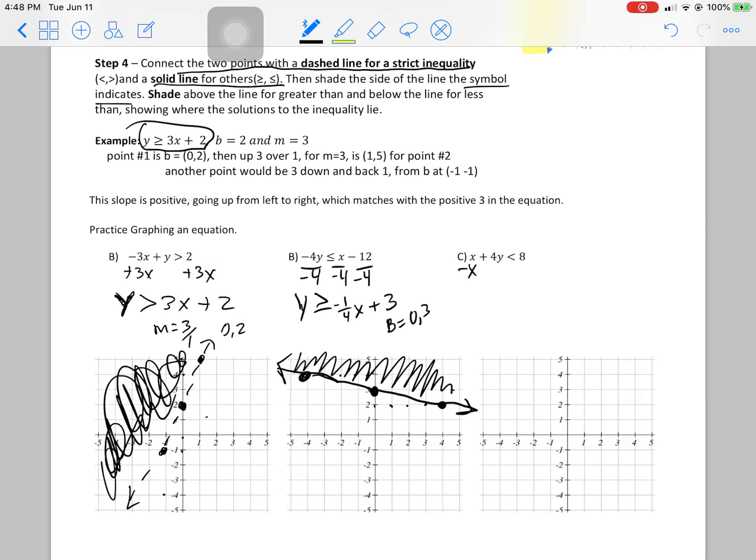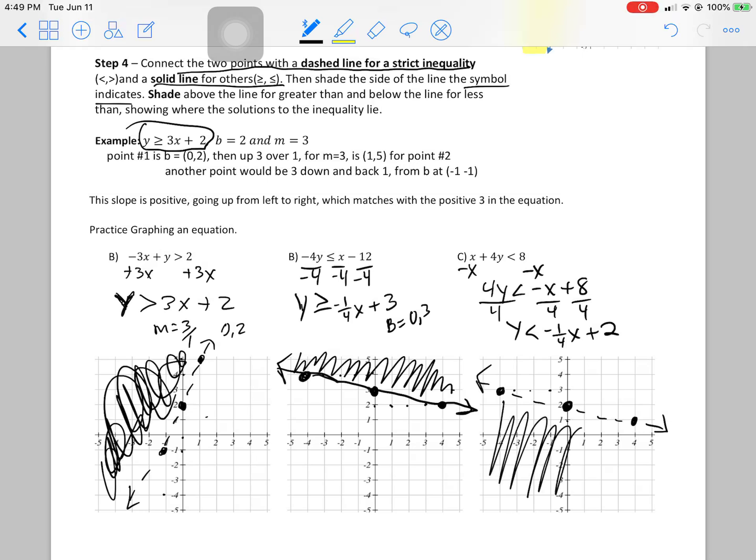And then this one, turn into slope-intercept form. Isolating the y, did not divide by a negative, so don't flip the sign. Negative 1/4 x plus 2. So my b is a positive 2. We go down 1 and over 4, up and back 4. There's my line. Is it dashed? Yes, it's dashed. And it's a less than, so that's shaded down here. Okay.